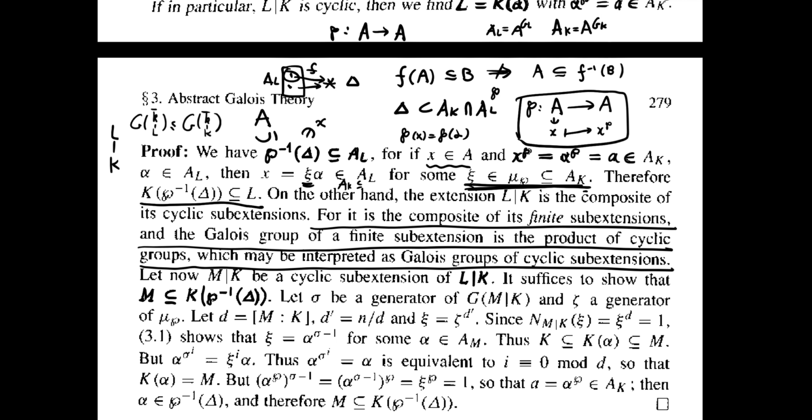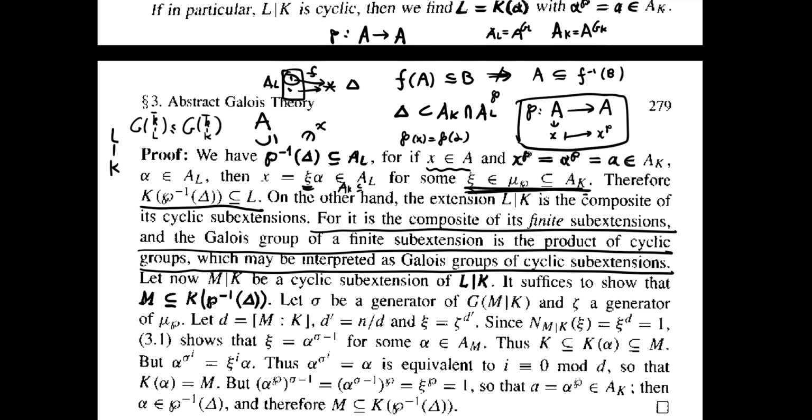So it is the composite of its finite subextensions, and the Galois group of a finite subextension is a product of cyclic groups. Yes, because a finite abelian group is a product of cyclic groups, which may be interpreted as Galois groups of cyclic subextensions, because the Galois groups of cyclic subextensions are cyclic groups, and cyclic groups can be interpreted as such.